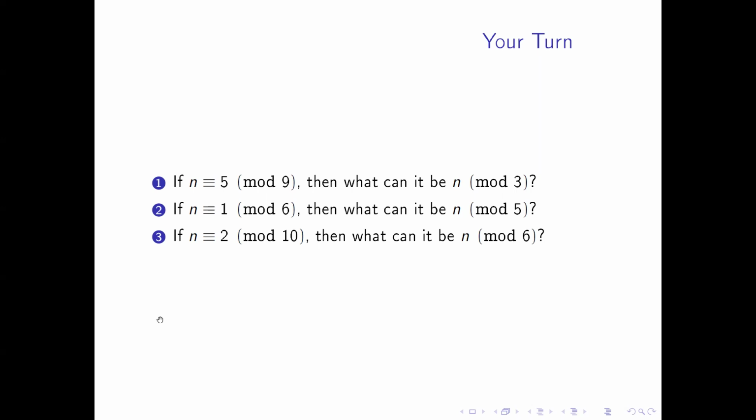So again, I don't want you brute forcing these things. You'd have to run through a whole bunch of different options, but look at them. And also remember the Chinese remainder theorem is only when they're relatively prime.